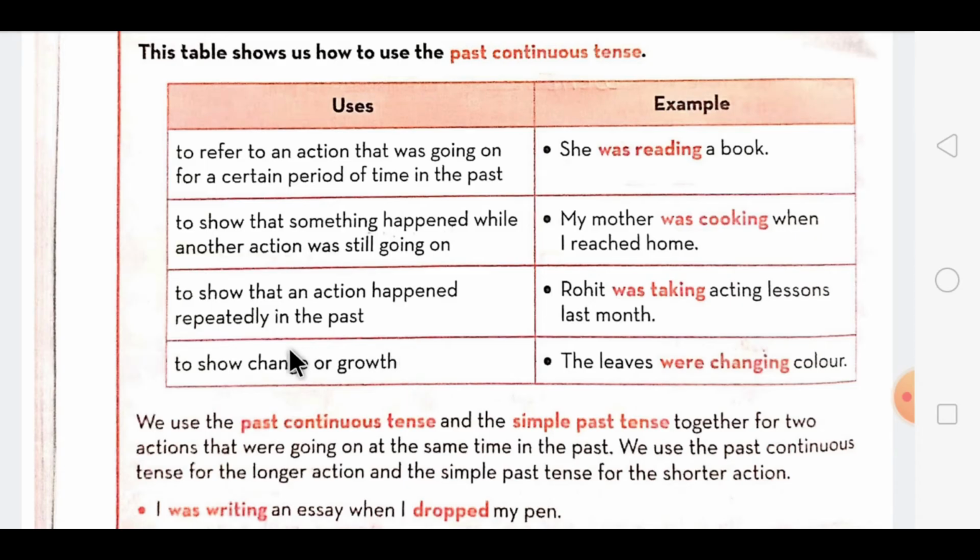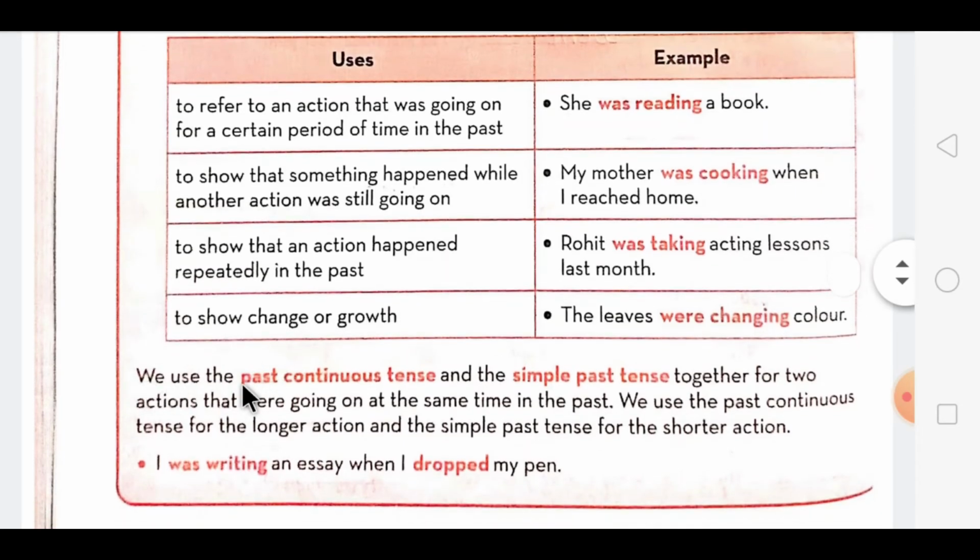Then dear students, we use the past continuous tense and the simple past tense together. Sometimes we use these two tenses together. For two actions that were going on at the same time in the past. When two actions are going on in the past, then we use both tenses together. We use the past continuous tense for the longer action. When do we use the past continuous tense?